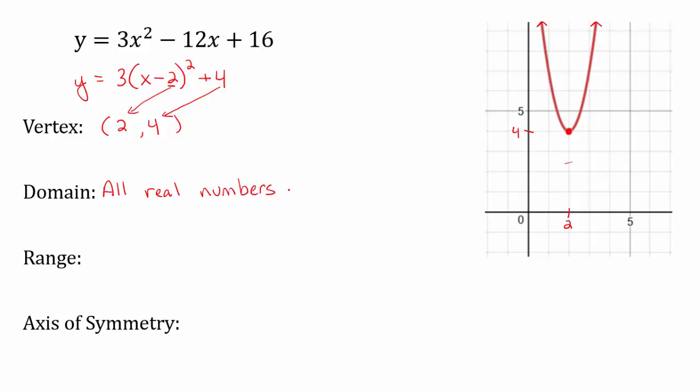That would be different if we needed to restrict the domain for some specific reason, which we'll talk about later this year. But in general, the domain for a parabola is all real numbers.